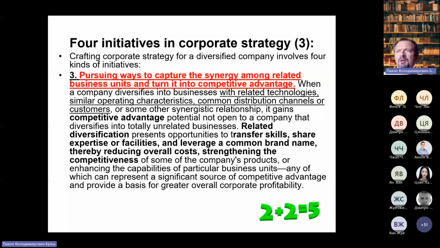For example, we decided to rent the warehouse to some store for our products, and we have empty space, and we can use this empty space for another strategical business unit, and in this case our costs will be less.